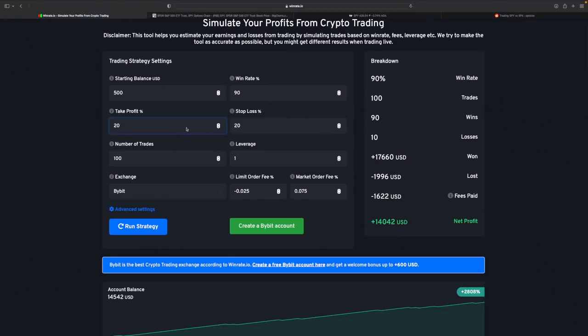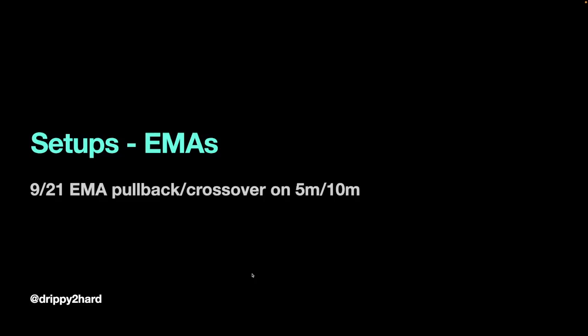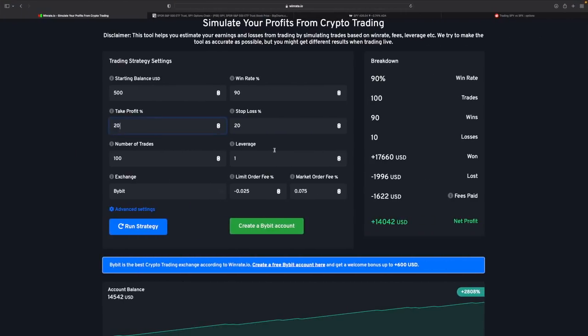So apart from this, now we have talked about time as a level. Now let's talk about the setups. The first one is very easy to identify. One of the easiest setups, I would say, is the 9 and 21: pullback to the 9 and 21 of the price, and then crossovers as well. So kind of similar on the 5 and 10 minute chart. So let's look at some examples here.